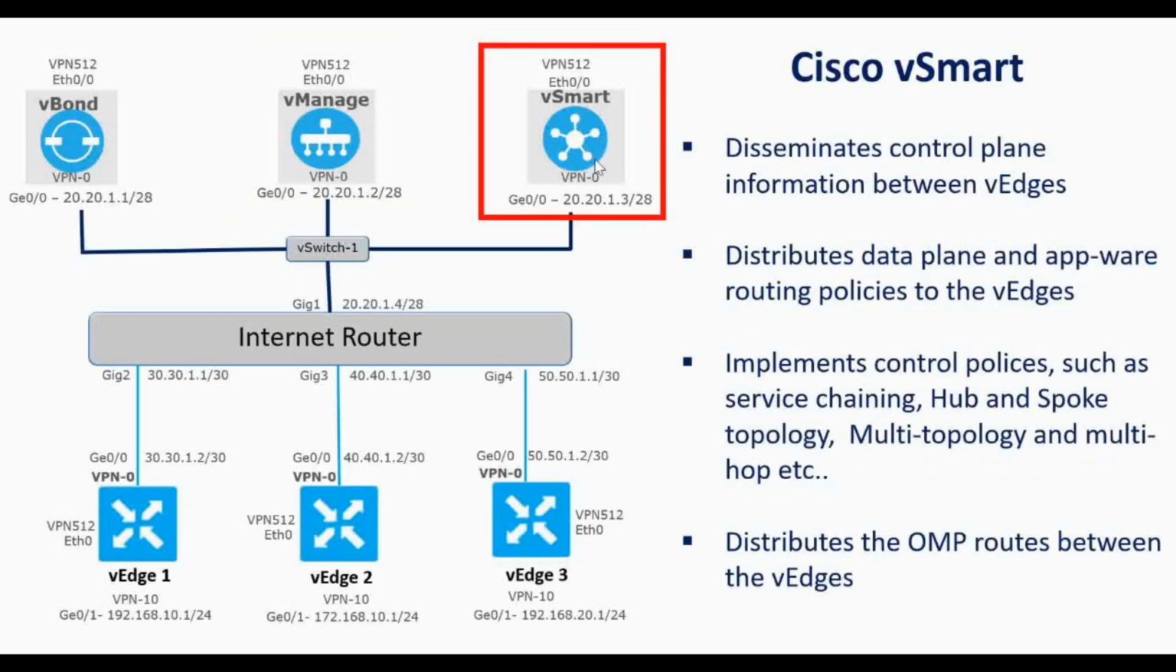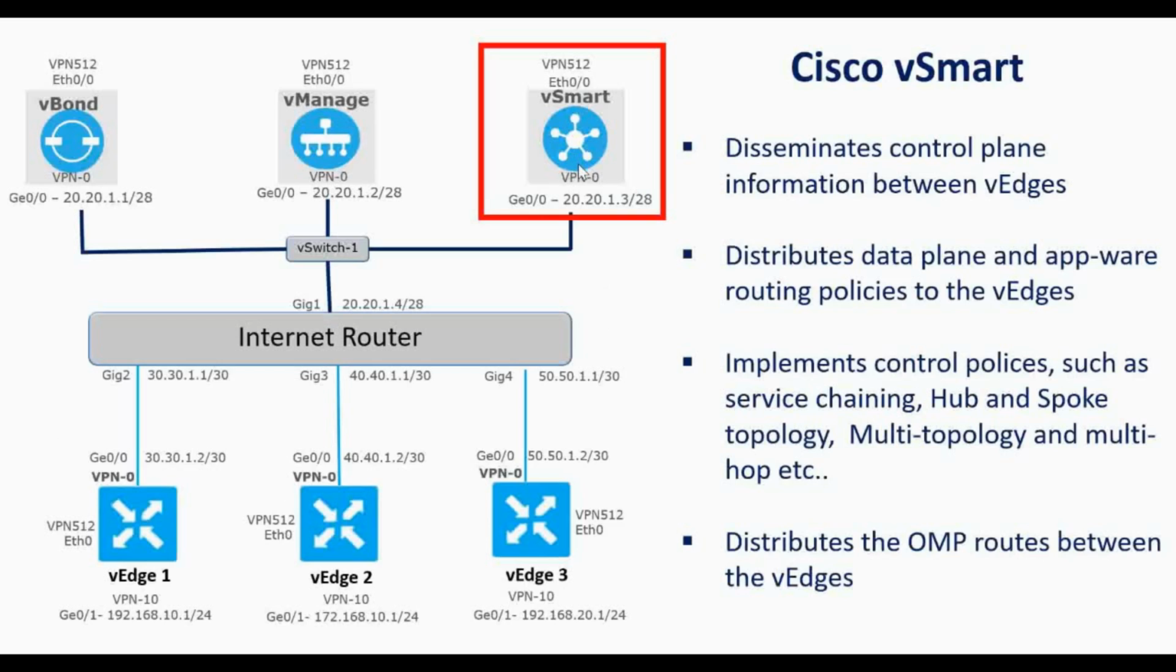Then we have Cisco vSmart. It disseminates control plane information between the vEdges. It distributes the data plane and app-aware routing policies to the vEdges. Whatever control policies and data policies we configure on your vManage get pushed to your vSmart. For example, if you are configuring a hub and spoke topology or multi-topology, those policies will get pushed to your vSmart and the topology is maintained accordingly.